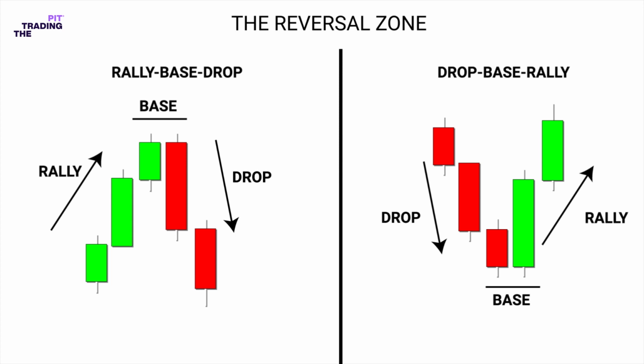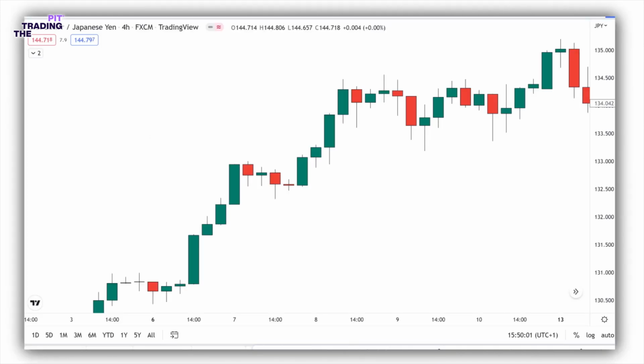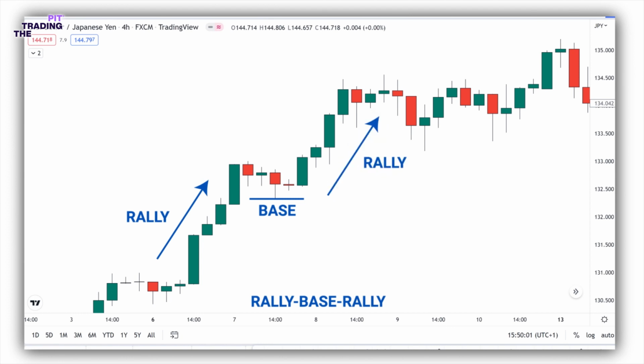So let's see those four examples on the chart. The first chart example is the rally, base, rally. We have an upward rally, then base, then another upward rally. The rally base rally is a type of demand zone, which forms during an uptrend. You can see the demand zone here.